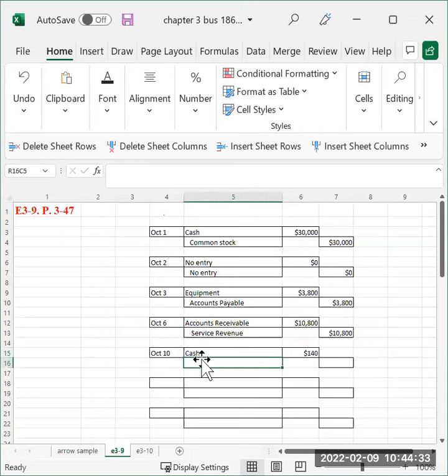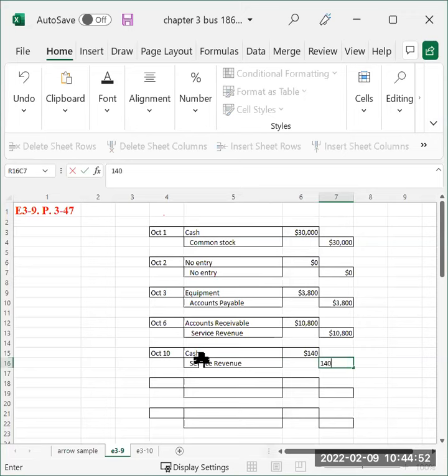And what else did we get? Well, it's a revenue, because that's how we make our money, right? That's how we make our money in the business as a real estate agency. So it is service revenue, and service revenue has a credit balance. And in order to make it go up, we are going to credit it. So we're crediting service revenue $140. All right, two more dates.